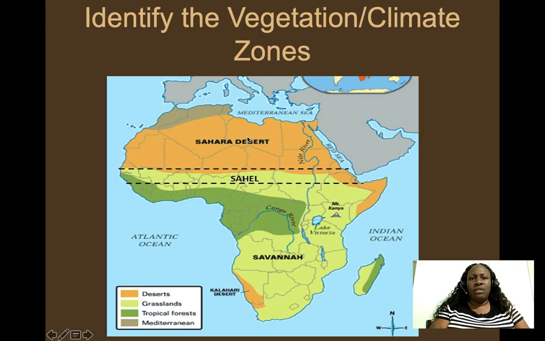All right, awesome, students. Congratulations to our first, second, and third winners. All right, so now you are able to identify the vegetation and climate zones. That was our learning target. I'm giving you in your notes.